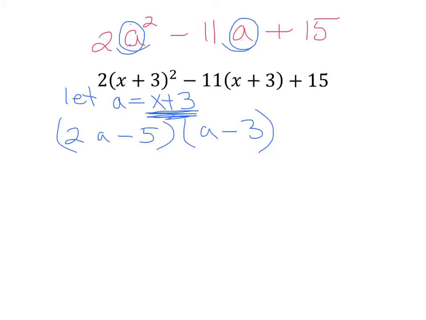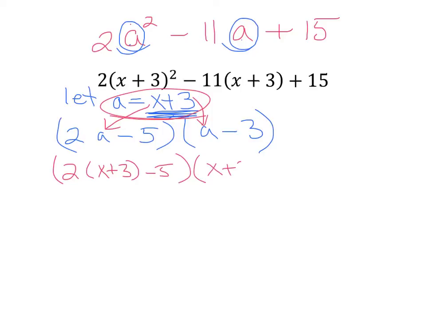Now, we're not done the question. You have to go back and remember this business here, that a equals x plus 3. What you want to do is put that x plus 3 back into it, and then you're going to end up with your bracket 2. Instead of the a, we're going to write x plus 3 minus 5, and then get your other bracket. And this is the substitution for a minus 3.